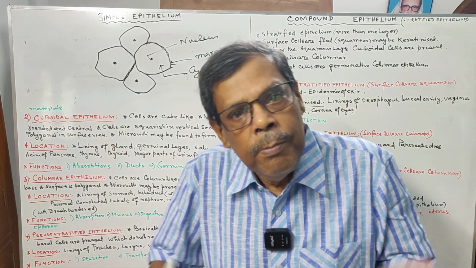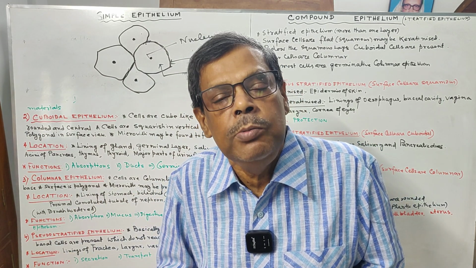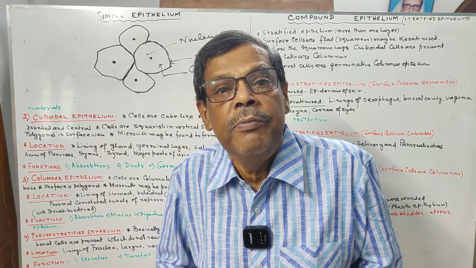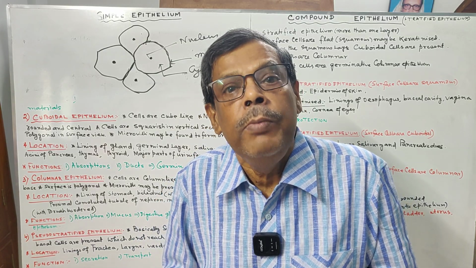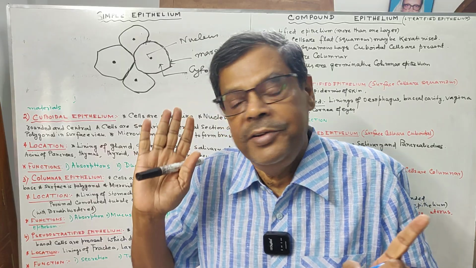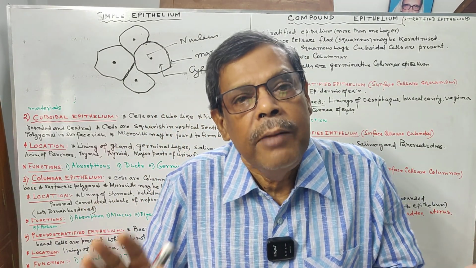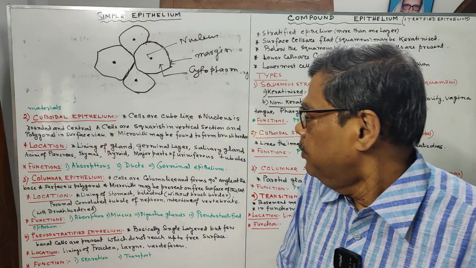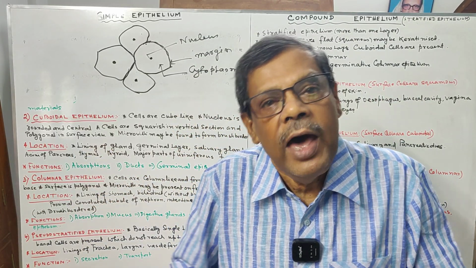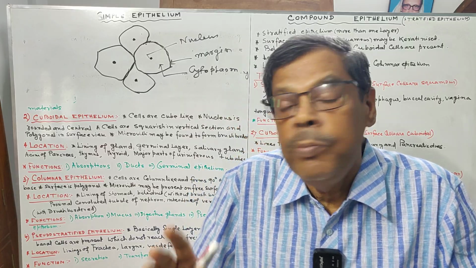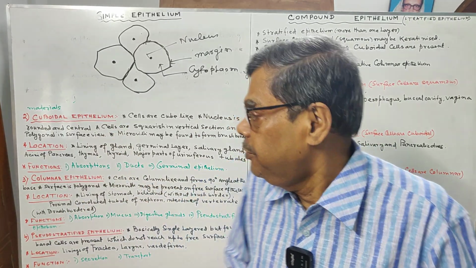Functions. First function is absorption. Cuboidal epithelium of the uriniferous tubule reabsorbs various materials from the glomerular filtrate. Next, various ducts of the gland are made of cuboidal epithelium. Next, germinal epithelium. In the gonad, the germinal epithelium is made of cuboidal epithelium, which produces gametes.